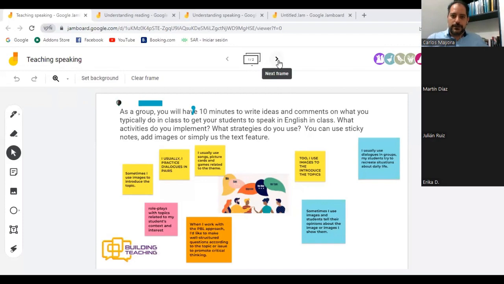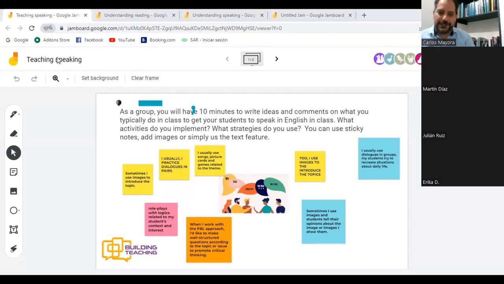Actually, we didn't discuss a lot, so most of the ideas are in that Jamboard. For example, in my case, when I used to work, I like to work with the PBL approach, and I like to ask my students well-structured questions in order to promote and encourage critical thinking. Although this is a long process because we had to do a project for one term. So sometimes it's a little bit difficult because I had many groups, many students, but with small projects, I think we can encourage and increase the speaking skills with the students.